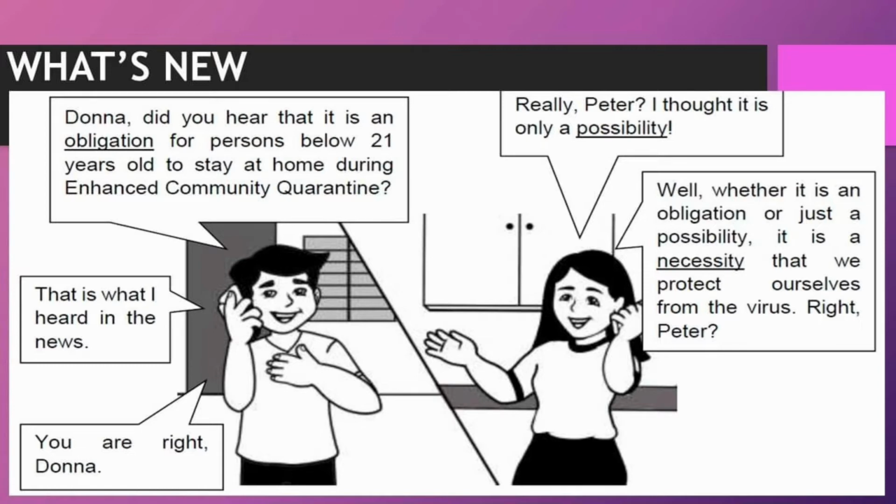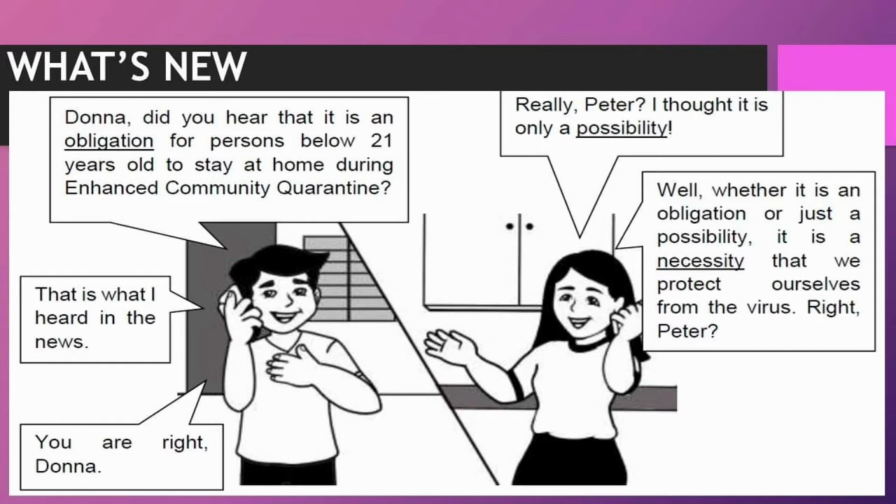Donna, did you hear that it is an obligation for persons below 21 years old to stay at home during enhanced community quarantine? Really, Peter? I thought it is only a possibility. That is what I heard in the news. Well, whether it is an obligation or just a possibility, it is a necessity that we protect ourselves from the virus, right, Peter? You are right, Donna.